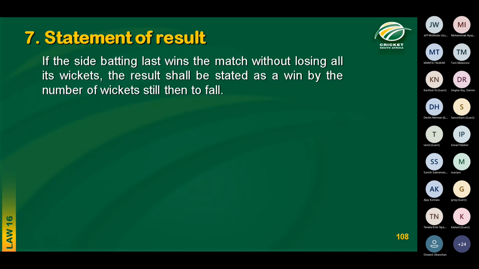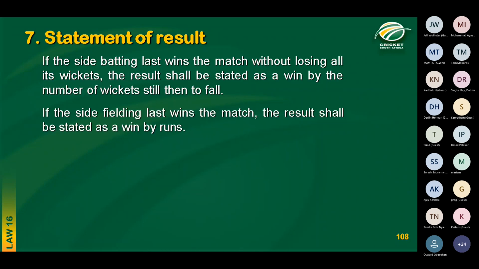So how do you state the result of the game? If the side batting last wins and they didn't lose all the wickets, the result shall be stated as a win by the number of wickets still to fall. So side B needs to score 200 to win the game. They hit the winning run and they are now 201 for 5. So the result of that game will be side B winning by 5 wickets.